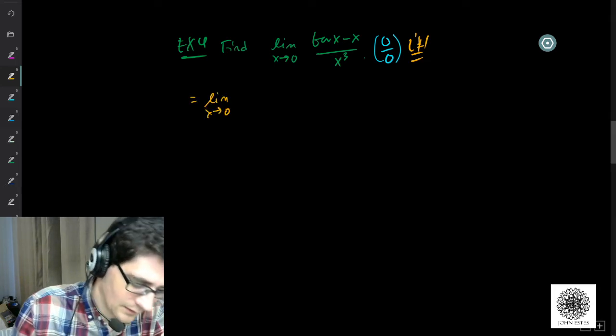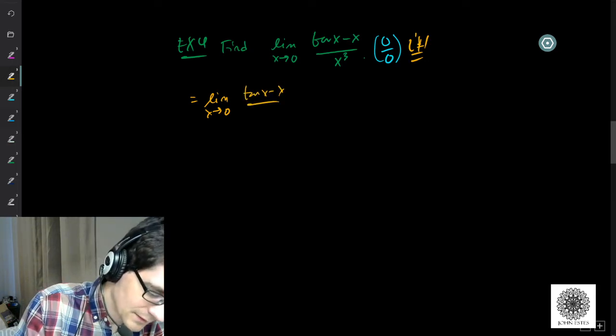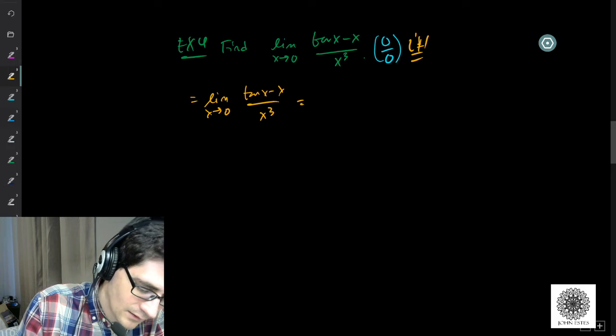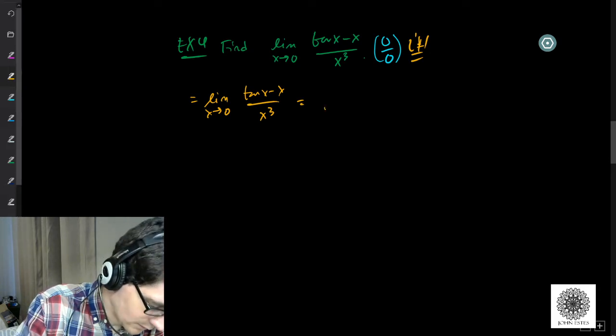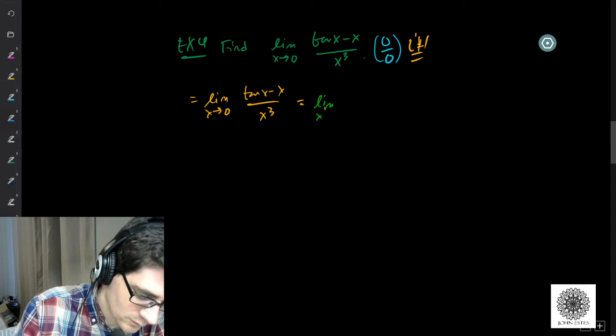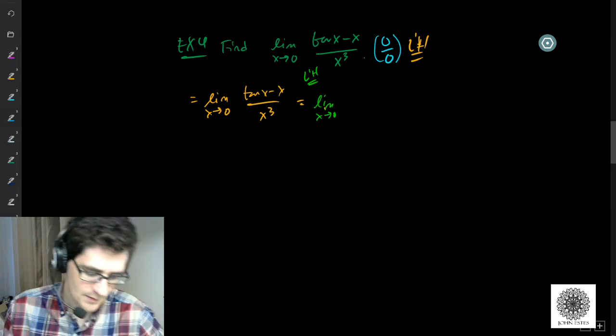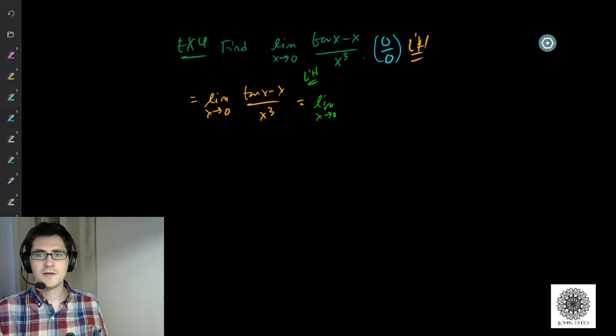So we're looking at the limit as x approaches 0 of tan x minus x over x cubed. Now I have to take the derivative of the numerator and the denominator. I'm allowed to do that because of L'Hopital's rule. So I'm going to put a note here. I'm doing L'Hopital's rule right here. And the derivative of tan x is what?